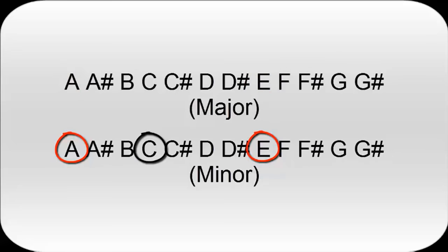This relationship holds true for all major and minor triads. If you have a major triad and you want to make it minor, just lower that middle note by a half step. This also works the other way around. Making minor into major, you raise it by a half step.